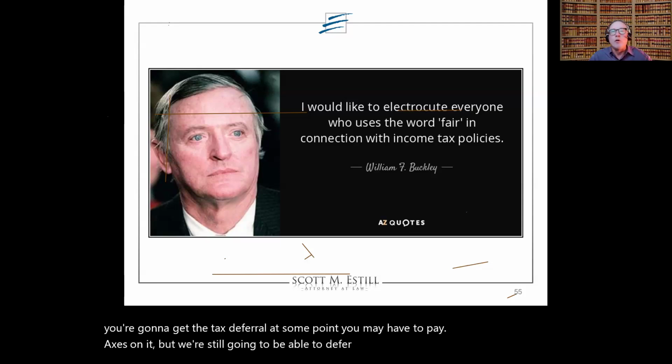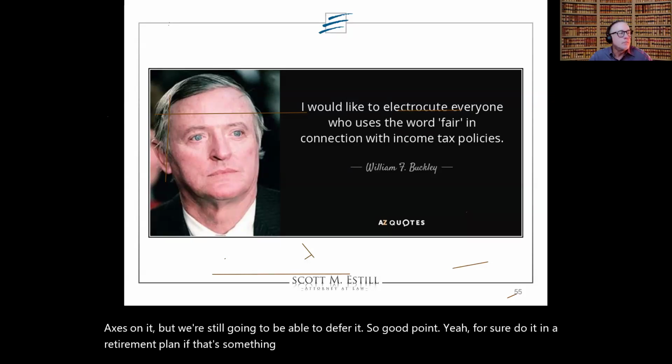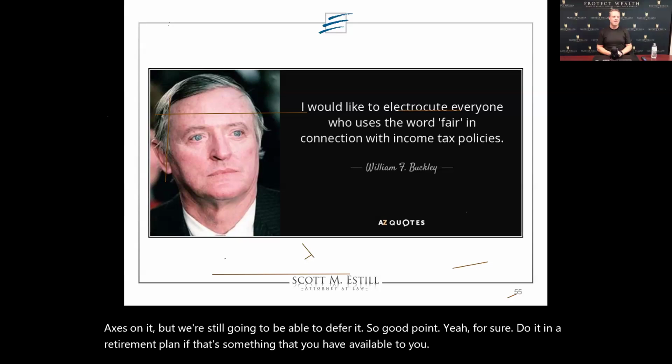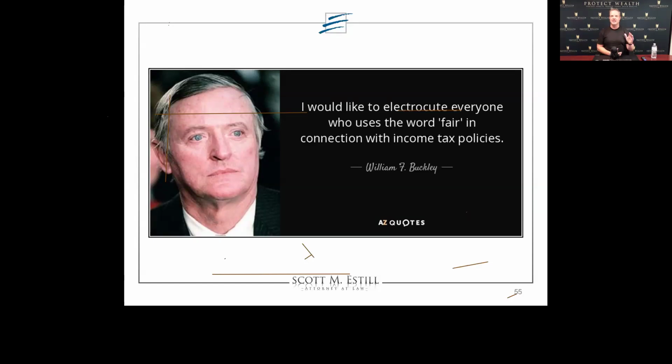Good point. Yeah, for sure. Do it in a retirement plan if that's something you have available to you. And that just brings up another comment. Tax planning is really all we're talking about here, guys. This is kind of it. And Scott, you're so good about this. It really is a tax game, and you need to play it because we're stacking strategies here.